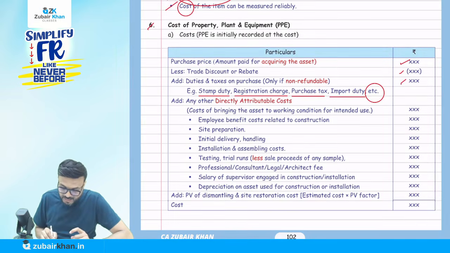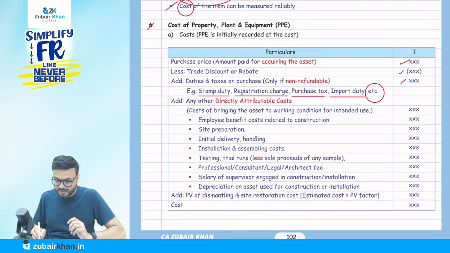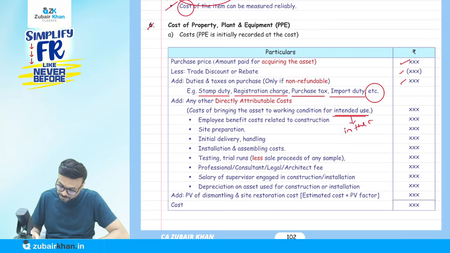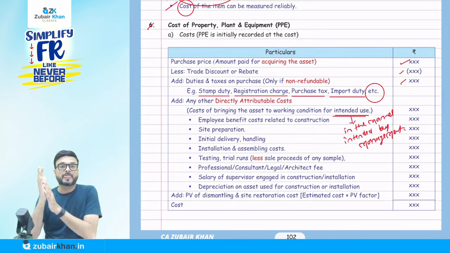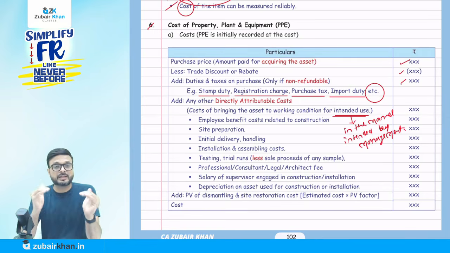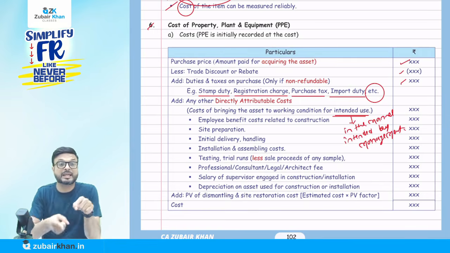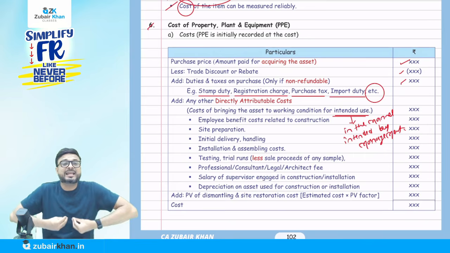Now they say any other directly attributable cost of bringing the asset to working condition for the intended use. If you want, you can write it down: in the manner intended by management. Listen carefully. This is any cost that we have incurred to bring the asset to its present location and into working condition in the manner intended by the management.